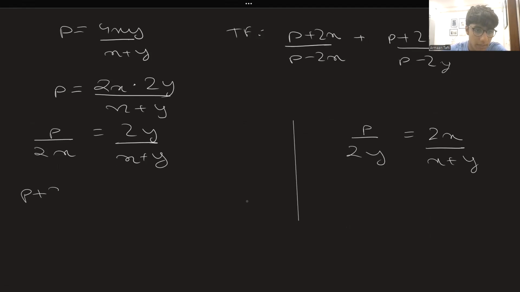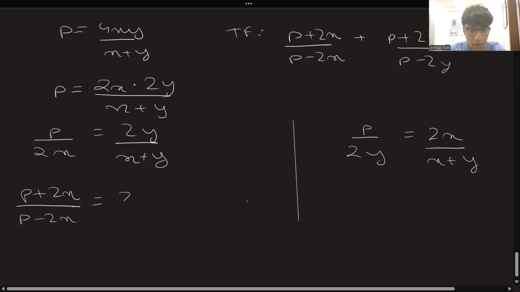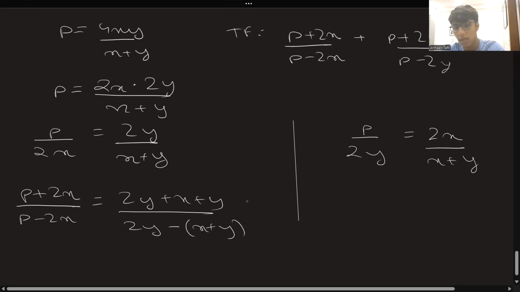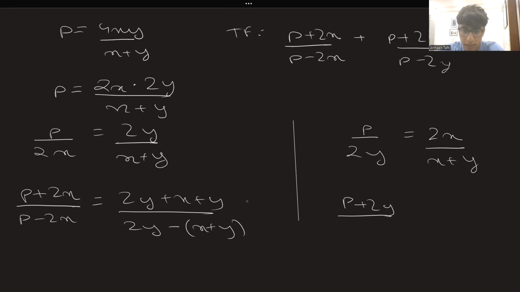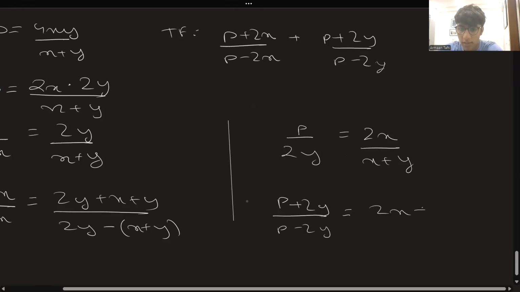But now you must be developing this slight understanding of how a number looks after a CND has been done on it. You can see that it's like (a plus b) by (a minus b). (P plus 2x) by (p minus 2x) equals (2y plus x plus y) by (2y minus x minus y). And on this side, we have (p plus 2y) by (p minus 2y), and the CND here will give (2x plus x plus y) by (2x minus x minus y).